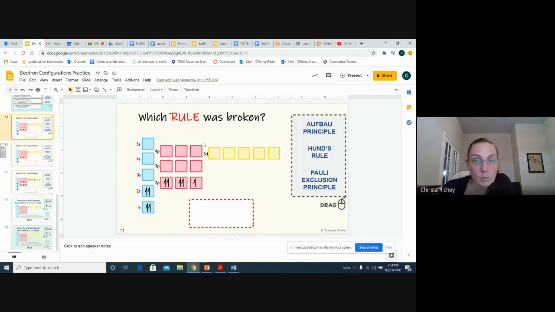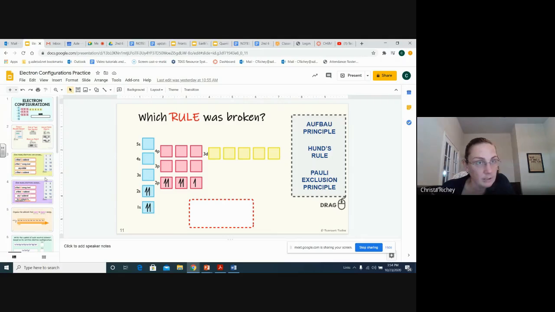These guys, what's wrong? What's broken? It's either Aufbau, it doesn't fill by energy level. Hund's says that it's not 1 all the way across before it doubles up. And Pauli says that there's more than 2 in a shell and they're not opposite spins. So that should be fairly easy for y'all to get back to me.